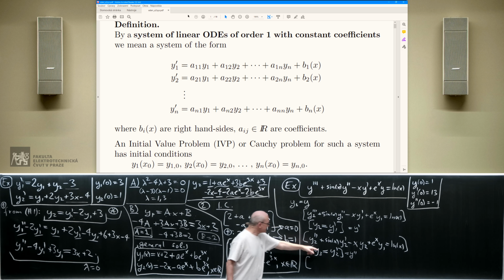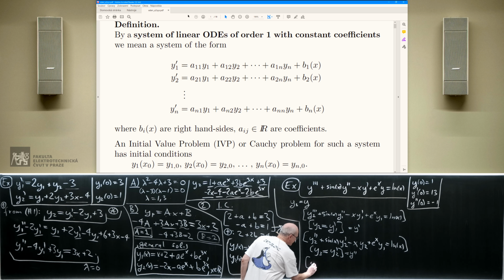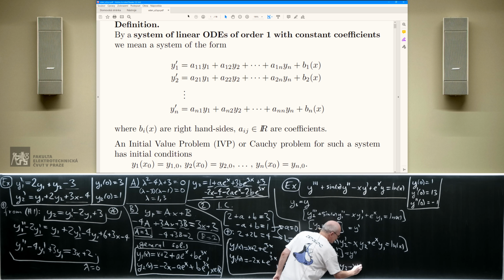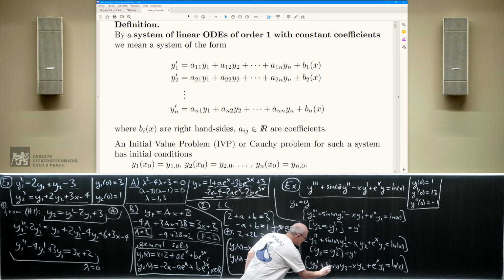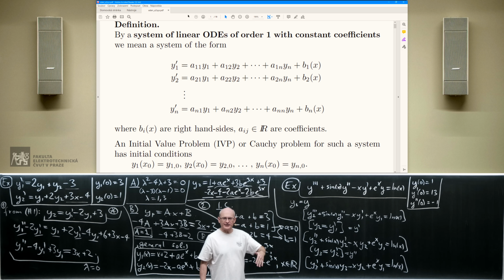Okay, every derivative of y2 will be replaced by y3. So it's y3 derivative plus sine of x y3 minus x y2 plus e to x y1 is equal to logarithm x. Now my reduction is complete because there is just one derivative. Very nice. Now, where do I get the system?